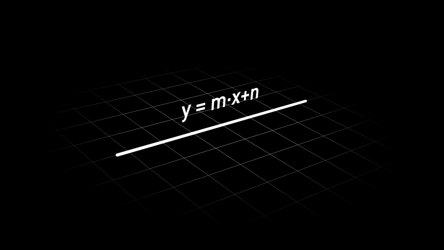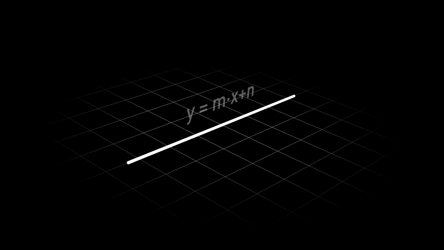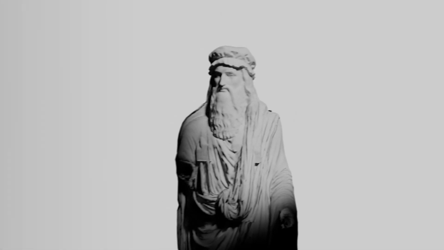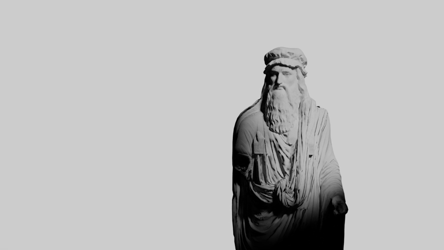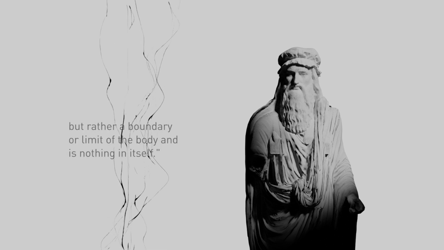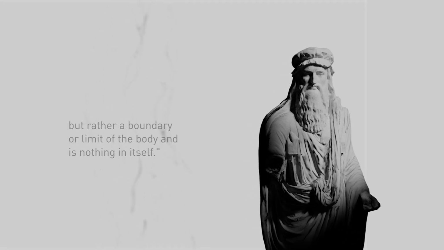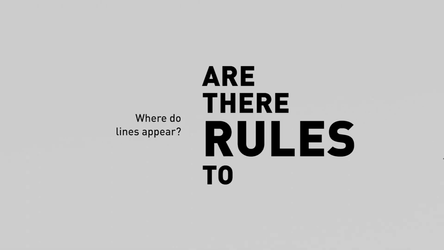Although this definition makes perfect sense, it is not as applicable to the visual arts as another definition written hundreds of years later, in 1651 by the great artist and inventor Leonardo da Vinci. In his book Treatise on Painting, he writes, "The line is not part of the body of any substance, but rather a boundary or limit of the body, and is nothing in itself." So the line seems to be a boundary of some sort. But if that's the case, where do lines appear? And are there rules to it?